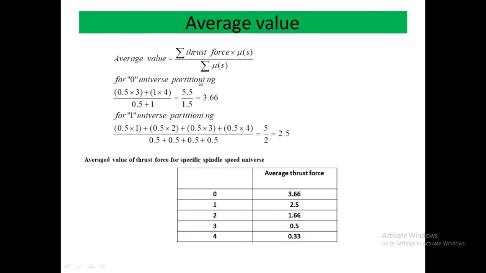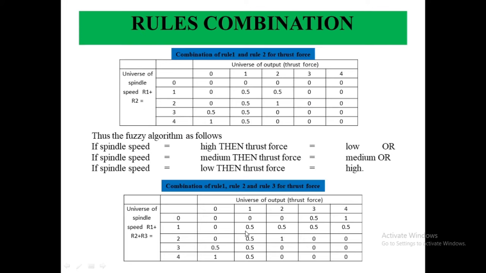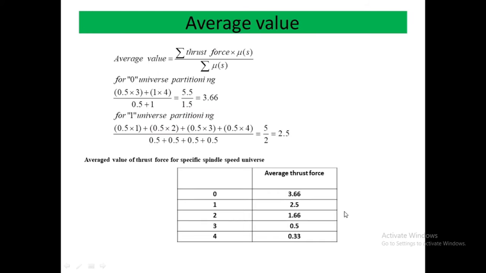Likewise, I frame the table. According to that, the sum of mu s here is divided by 0.5. You see, according to this table, 0.5 plus 0.5 plus 0.5 plus 0.5. Likewise, I arrange. Based on this, I get 5 by 2 is equal to 2.5. Likewise, you conduct the calculation for finding the average values. What is the final average value of thrust force for a specific spindle speed, universe 0, 1, 2, 3, 4?